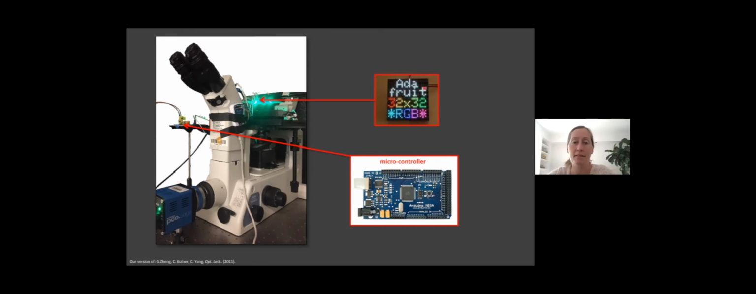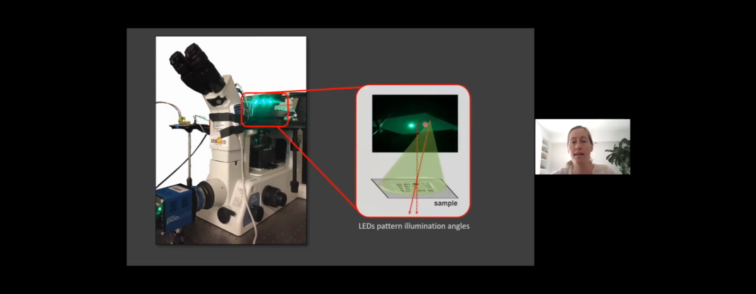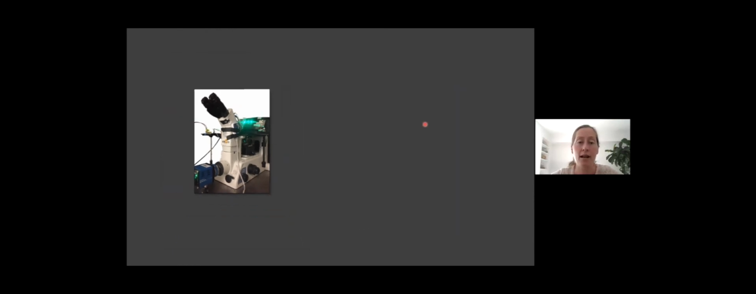This was literally, Adafruit's a toy company, and you have a microcontroller to turn on whatever LEDs you want at different times. So this thing is just sitting above the sample, and as you turn on different LEDs, you're basically just illuminating the sample from different directions. So it's patterning of the illumination angles of the sample. Okay, so how is that useful?